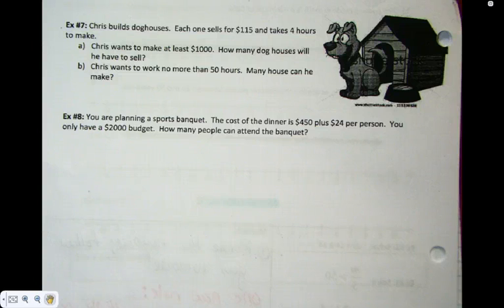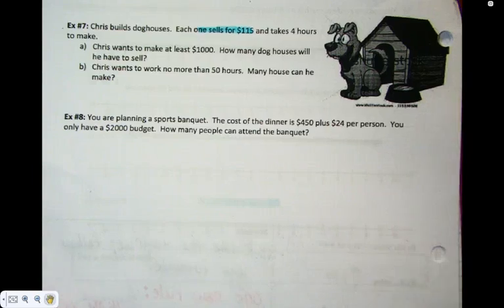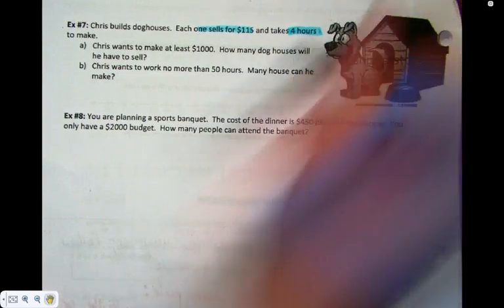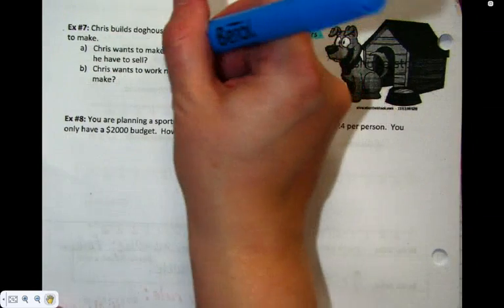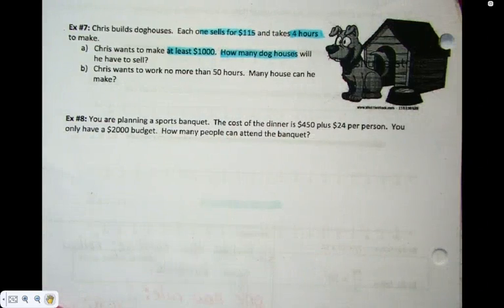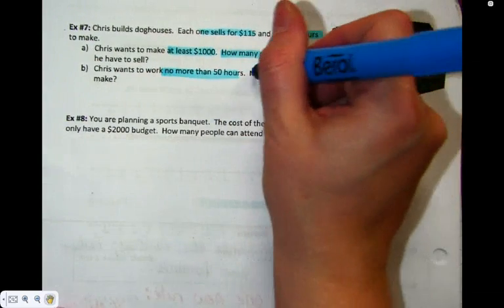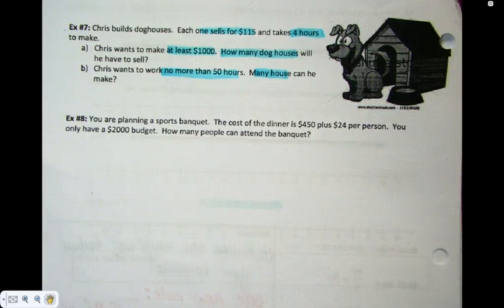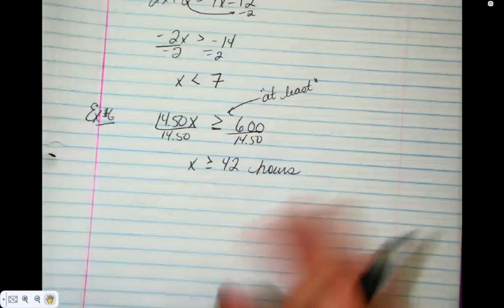What do we need to know? Each one sells for $115 and takes 4 hours to make. Part A, what's the key part? At least $1,000. How many dollars? Part B, wants to work no more than 50 hours. How many houses can you make? Apparently the word "how" isn't in that sentence. Would it be how many houses? Yeah.